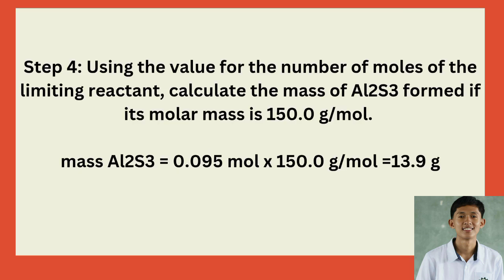Lastly, we calculate the mass of aluminum sulfide formed. We use the moles of aluminum sulfide produced by the limiting reactant, which is 0.095 mole, and multiply by the molar mass of aluminum sulfide to find that 13.9 grams of aluminum sulfide is formed.